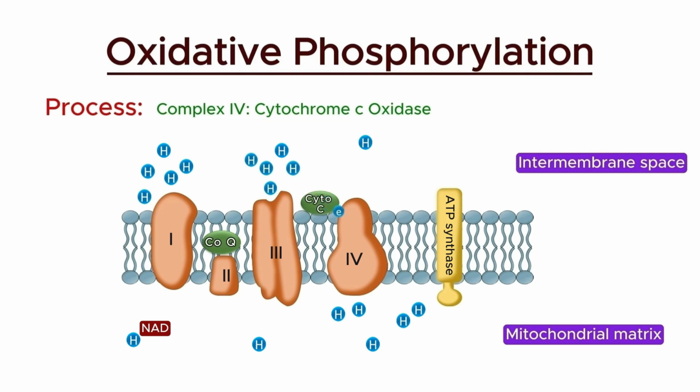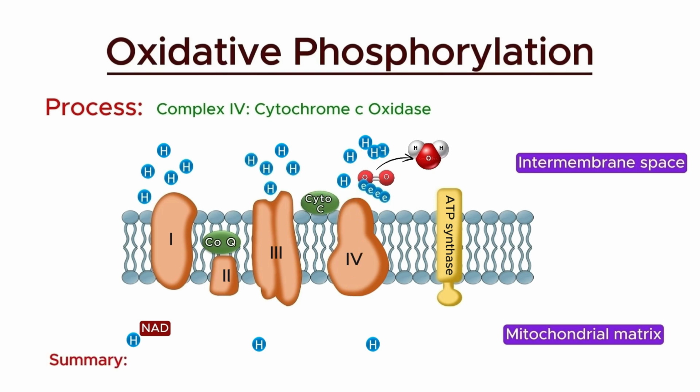First, cytochrome C carries electrons to complex 4, with each cytochrome C molecule donating 1 electron. The electrons are then transferred through a series of copper and heme groups within complex 4, and finally accepted by oxygen. 4 electrons are required to reduce 1 molecule of oxygen to 2 molecules of water. During this process, complex 4 pumps protons from the mitochondrial matrix into the intermembrane space, contributing to the proton gradient.